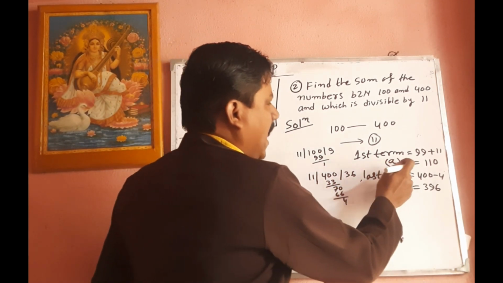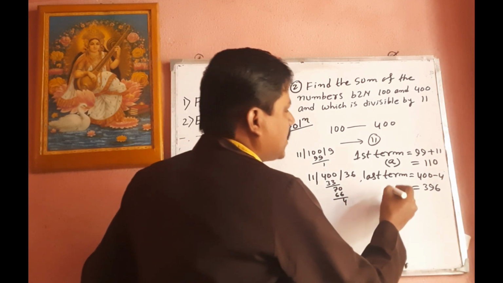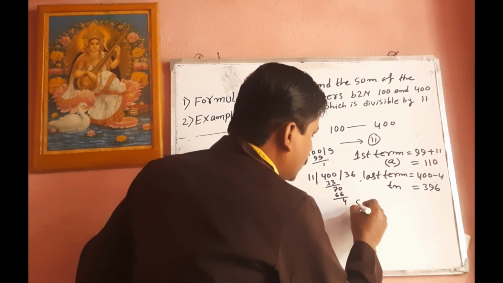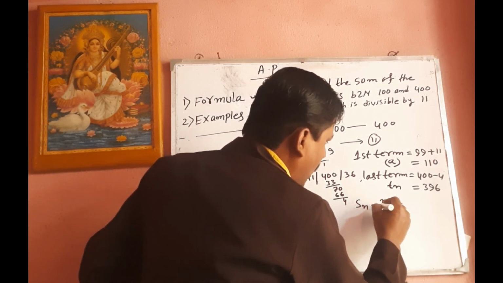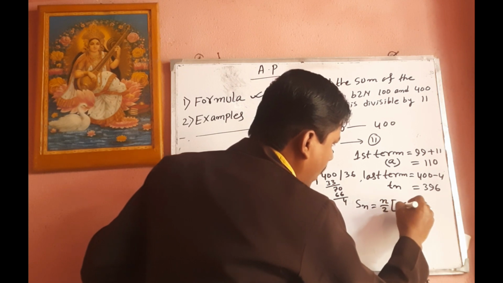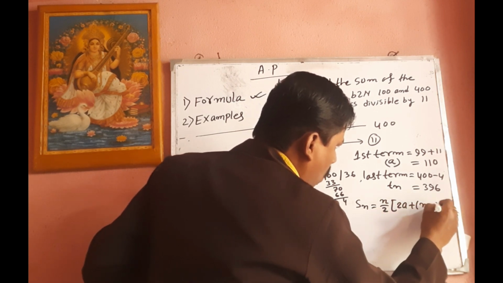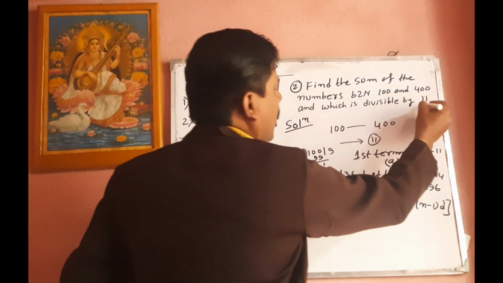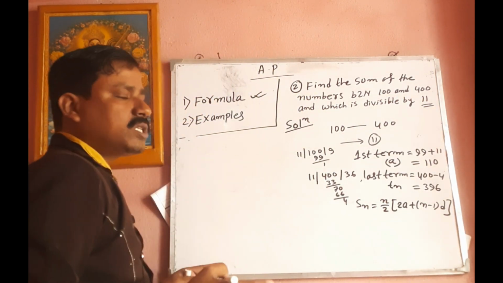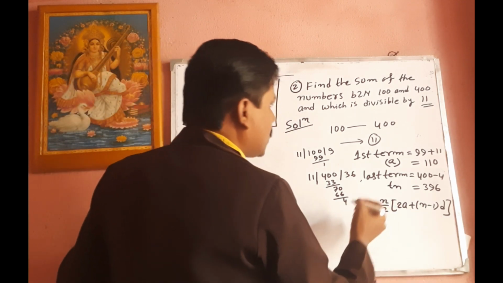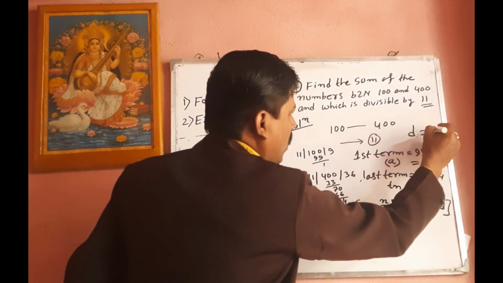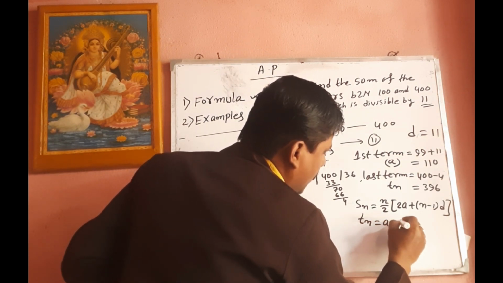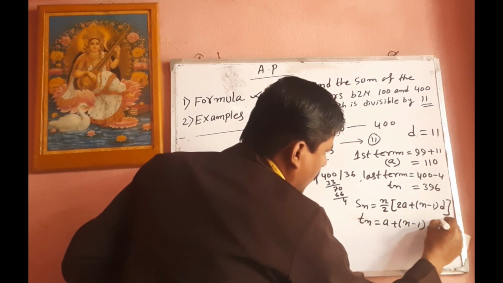So the first term a is equal to 110 and the last term Tn is equal to 396. Now Sn, the formula is n by 2 times (2a plus (n minus 1) into d), and d is 11 because the numbers are divisible by 11. So we can use d is equal to 11, and Tn is equal to a plus (n minus 1) into d.